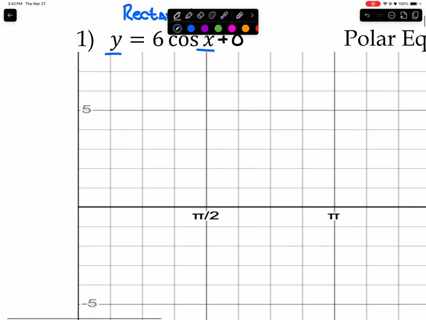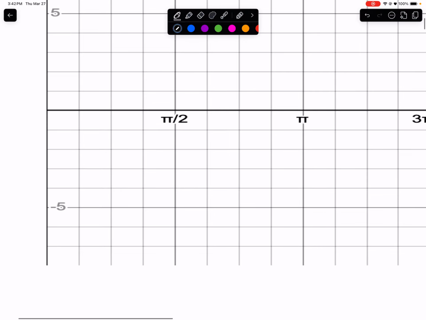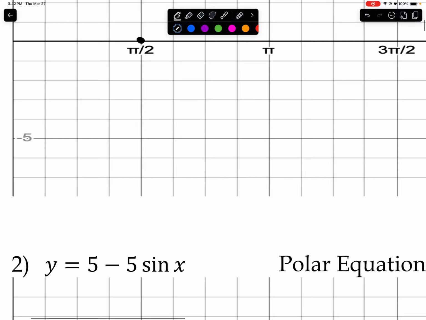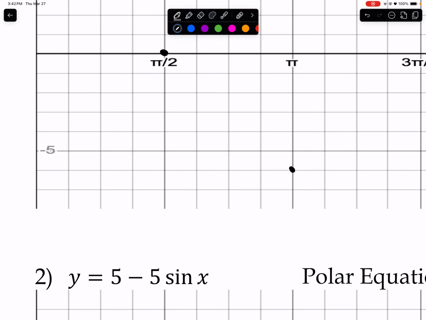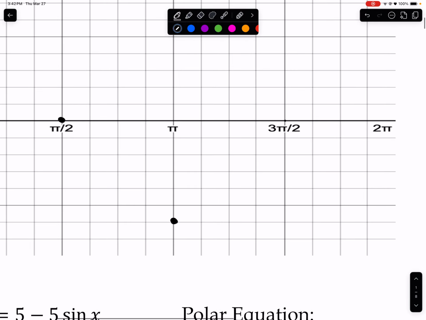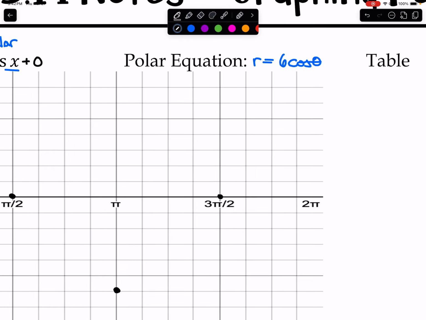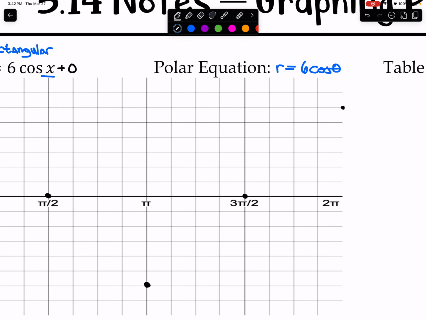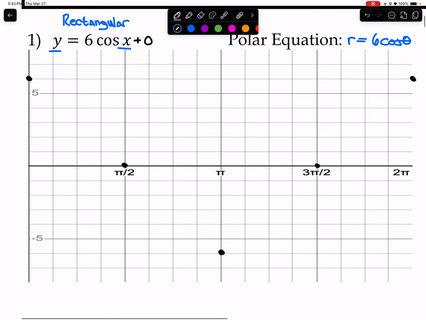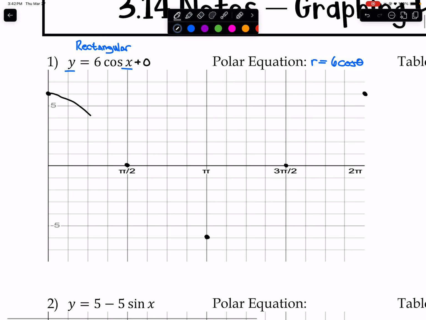So with the equation 6 cosine x, we're going to start at a high point, which is going to put us at 0, 6. And then we're going to go to a midpoint, which would be at pi over 2, 0. And then we're going to go to a low point, which would be pi, negative 6. And then back up to a midpoint, where the midline is. And then we're going to go up to a high point. So your graph would look something like this.